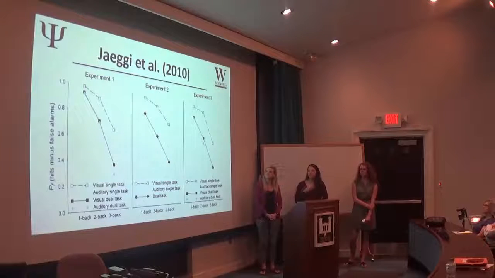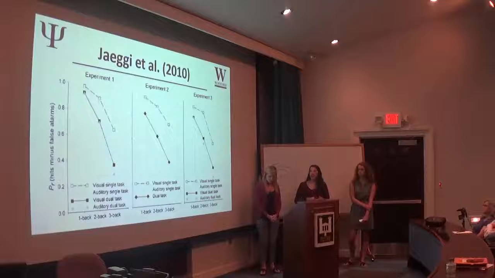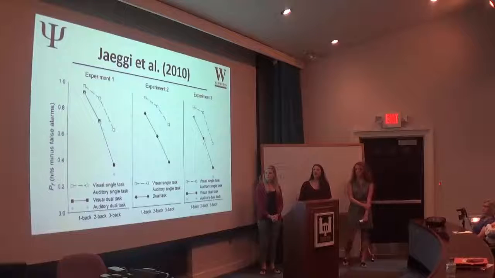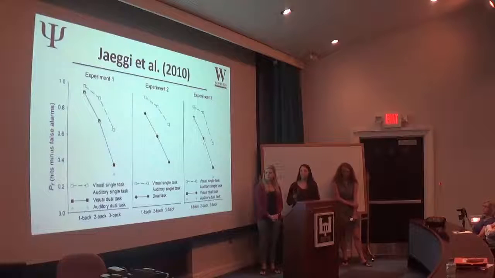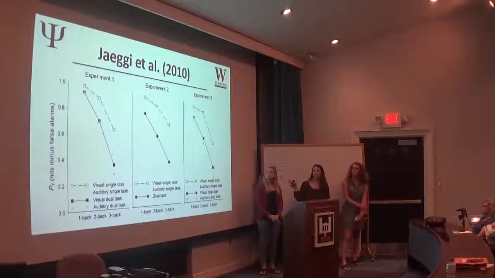This is an example of the typical accuracy results for the n-back task. The x-axis here is task load, so one back, two back, and three back. The y-axis is d prime, which is just a sensitivity measure for accuracy. As you can see, as the task gets more difficult, from one to two to three back, accuracy declines.